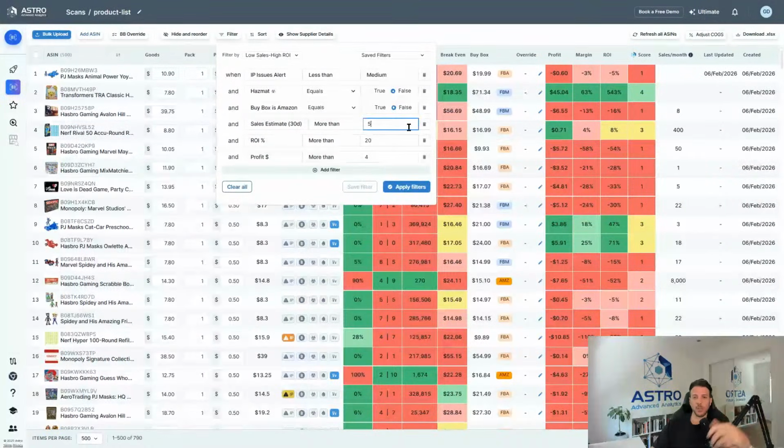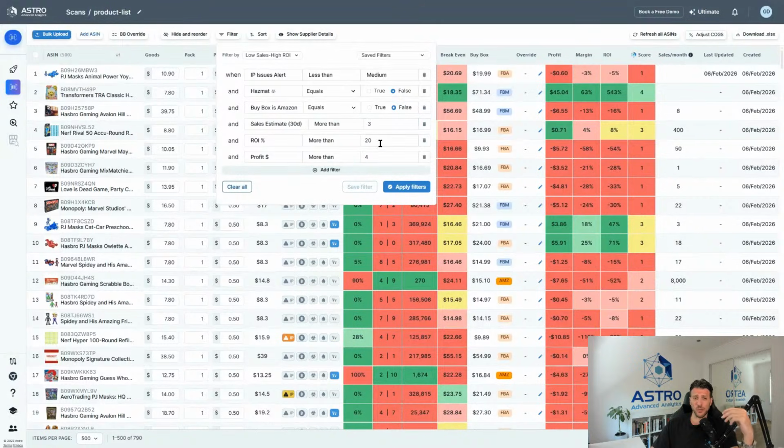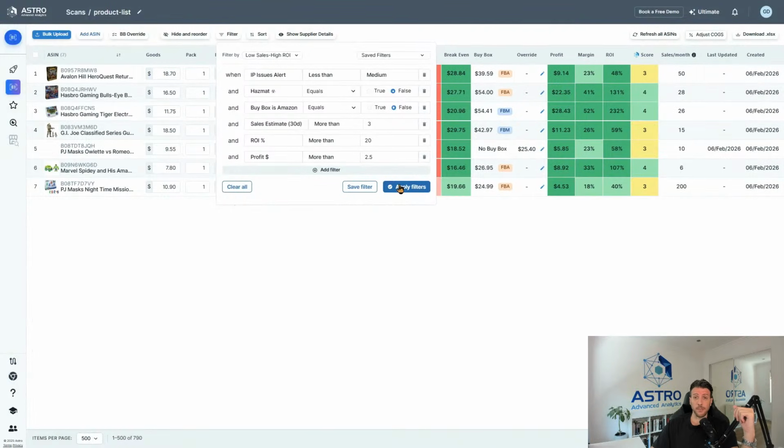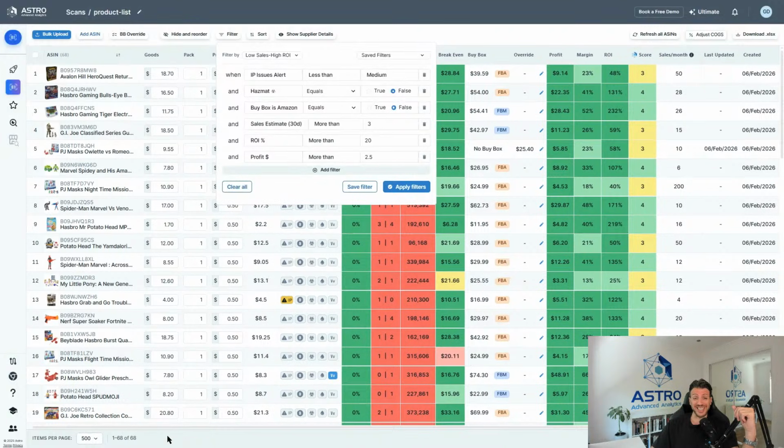Sales estimate, I'll go a bit lower than 5, but let's just go to 3 for this one. Now, ROI, I've set that to 4. Profit, I've got that at $4, I just set that to 2.5. I think we're going to just check out what appears in this filter, and we can go from there. All right, so from the 790 we originally had, we're down to 68.